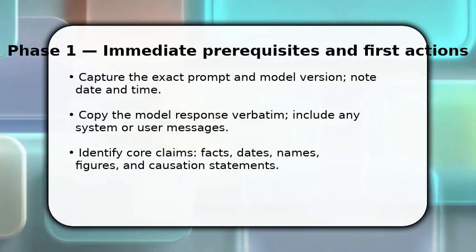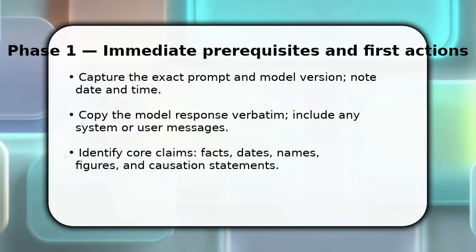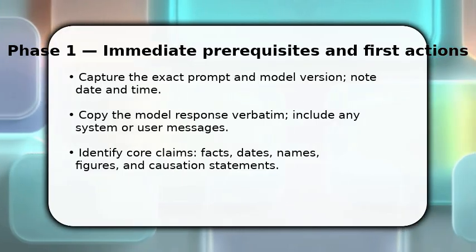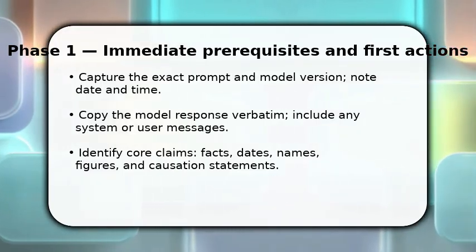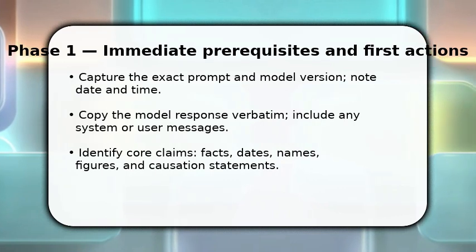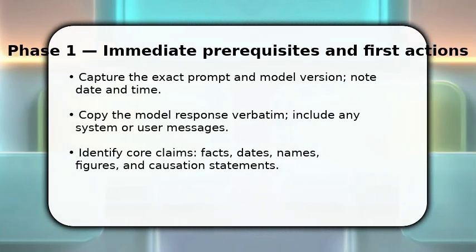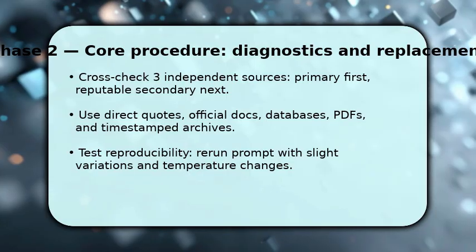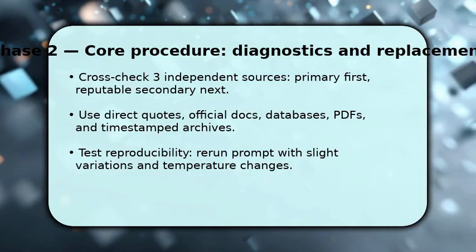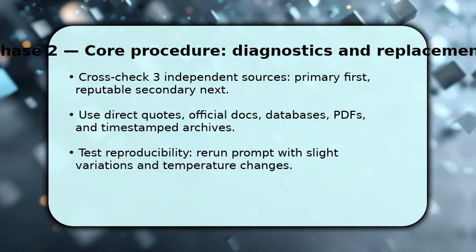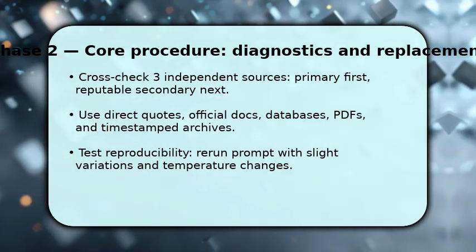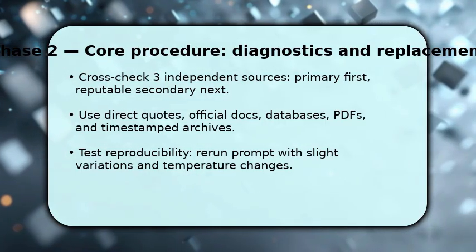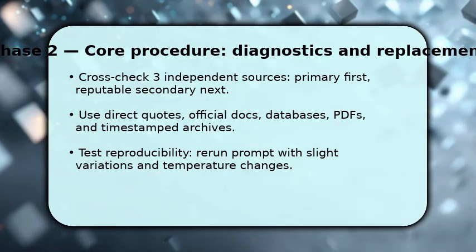Then, prepare 2 browser tabs, one for independent sources and one for the model, so you can compare claims side by side without losing track. Now dig into verification. Search for primary sources, official reports, databases, and timestamped archives, then confirm with reputable secondary coverage. Once you find a source, quote the exact sentence and compare it to the model claim, noting omissions or distortions.